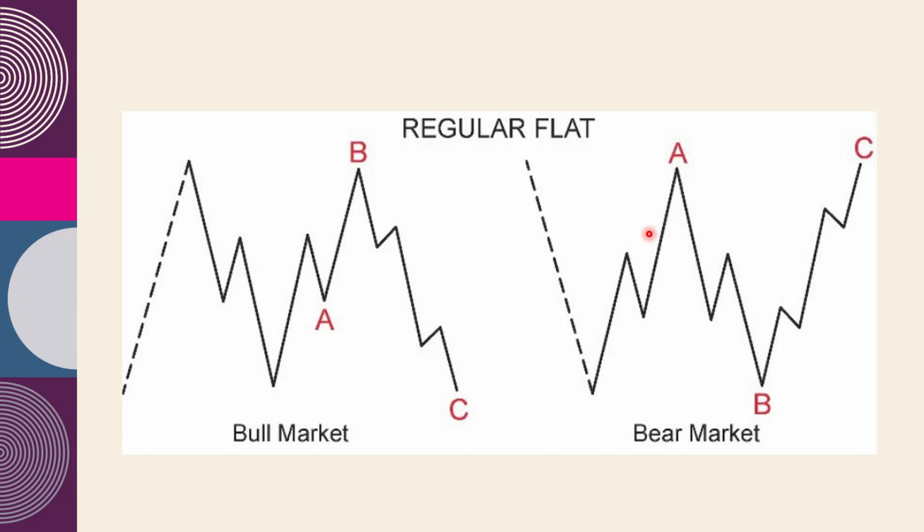Additional corrective pattern. A flat is a sideways three-wave corrective pattern, also labeled A, B, C. Wave A is always a corrective wave.